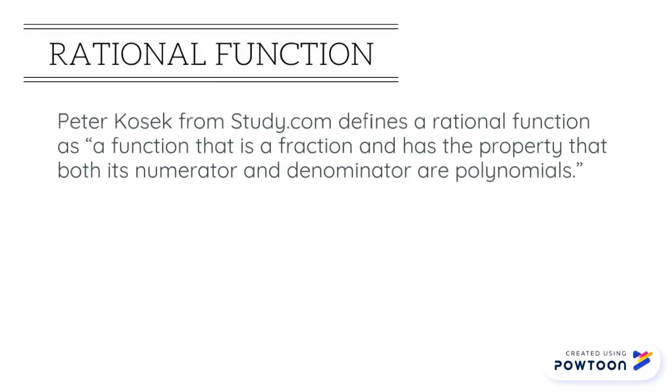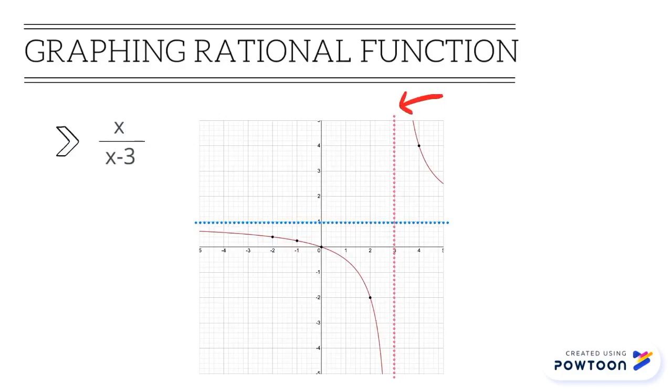Okay, first of all, Peter Kosek from study.com defines a rational function as a function that is a fraction, where its numerator and denominator are polynomials. As shown in the example, we can see that both numerator and denominator have polynomials. We can observe the effect that the function has while graphing the example: two lines that go in different directions and never touch each other.